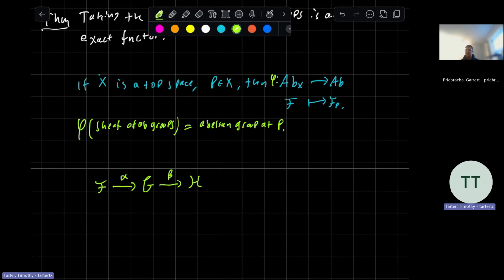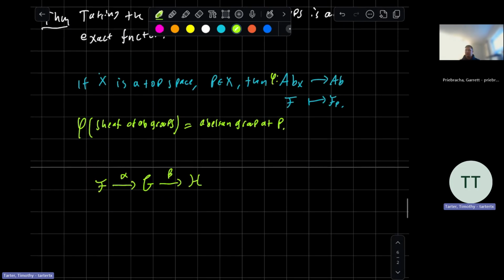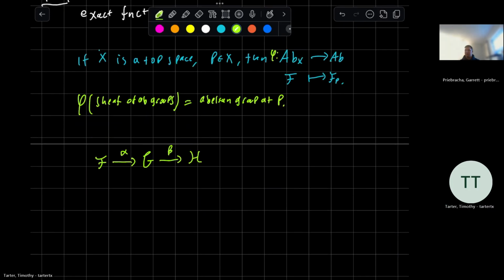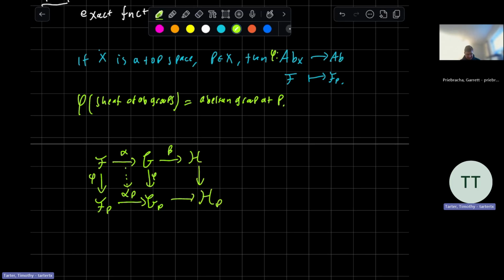But the fact that this is a functor is what's interesting: we're taking F down to F_P, by phi, and then we're taking G down to G_P, but we're also taking alpha down to alpha_P. And so we end up getting this functorial thing going on, and all of that is accomplished by phi.